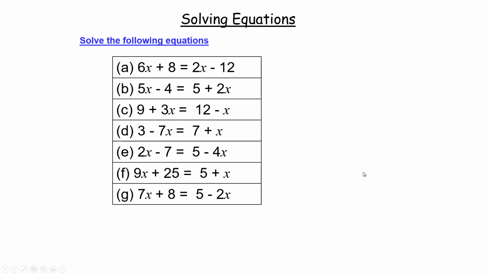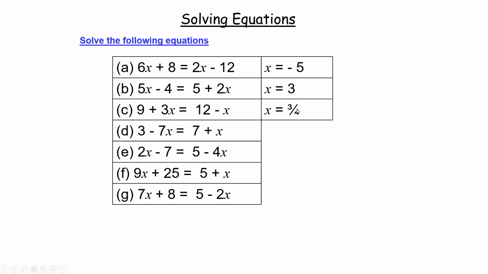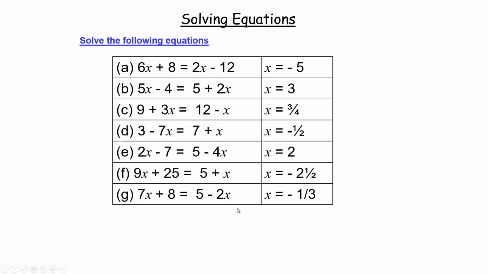Right, let's have a look. On question A, you should have x equals minus 5. Okay, we've got to be careful with our signs. On B, x equals 3. On C, x equals 3/4. So if you get a fraction, that's fine. Okay, on D, x equals minus a half. E, x equals 2. For F, x equals minus 2.5. And on G, x equals minus a third.